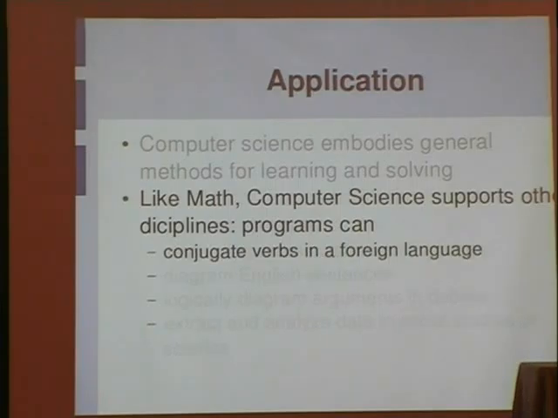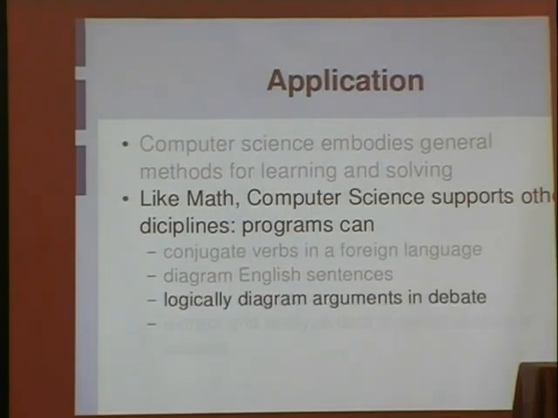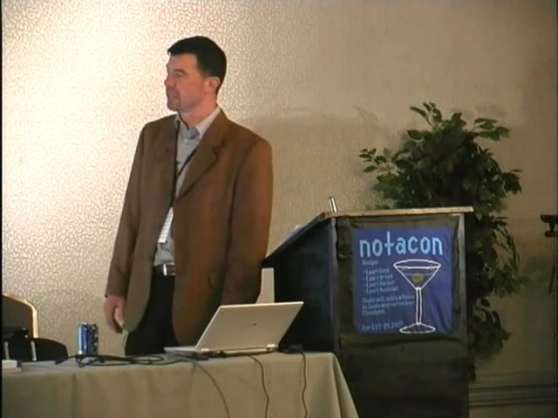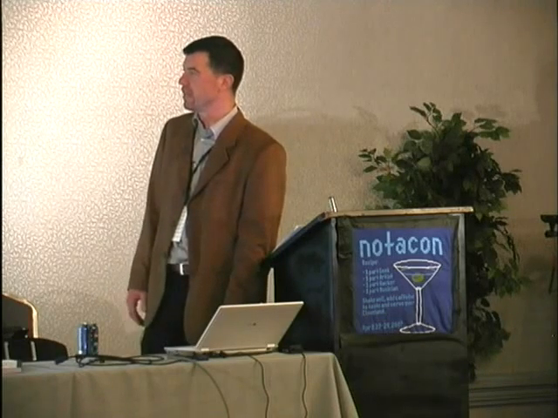Programs can conjugate verbs in a foreign language, like amo, amas, amat in Spanish or something like that. Diagram English sentences. Logically diagram arguments in a debate. That doesn't happen until high school, I suppose, but and then extract and analyze data in a social studies or science class. There's also art examples. There's lots of places that technology can be used. The fundamental ideas behind computer science can be used, but I don't think that they achieve that in the standards themselves.